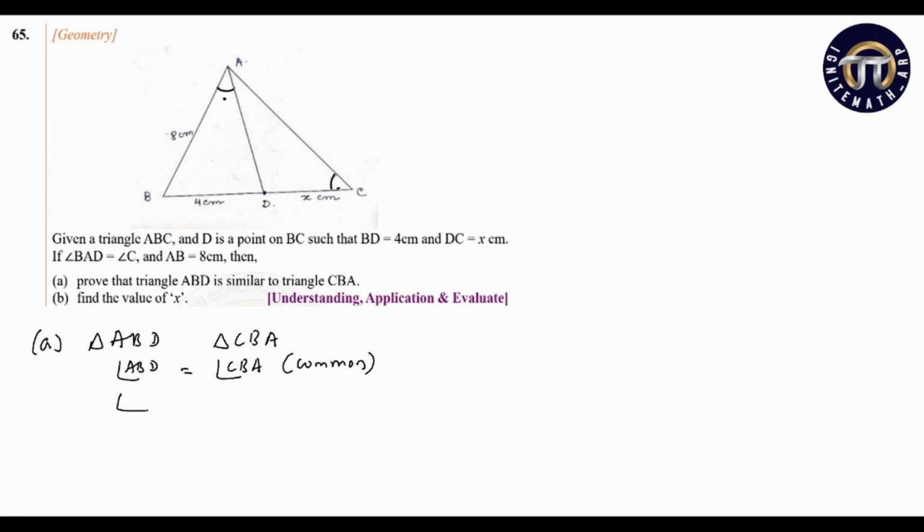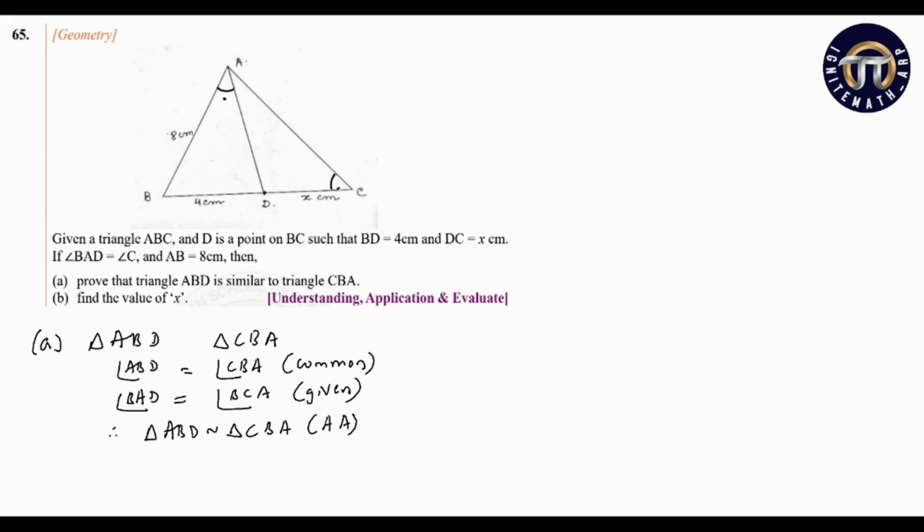So what can I write over here? Angle BAD is equal to angle BCA. Okay, so that is given to you. BAD is equal to BCA. So therefore triangle ABD is similar to triangle CBA, right? So by angle similarity, angle also you can write.